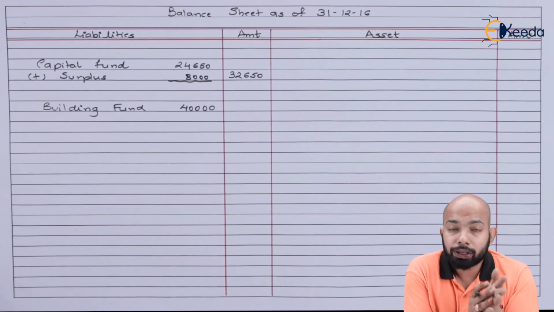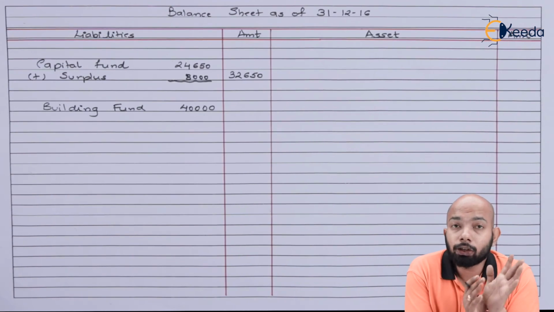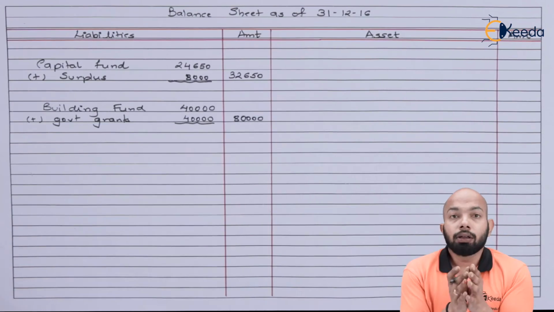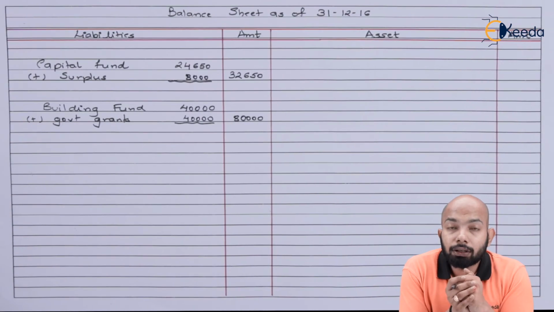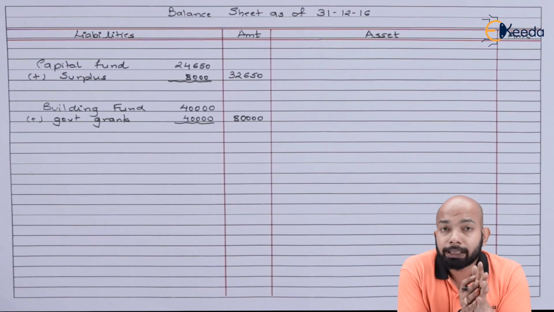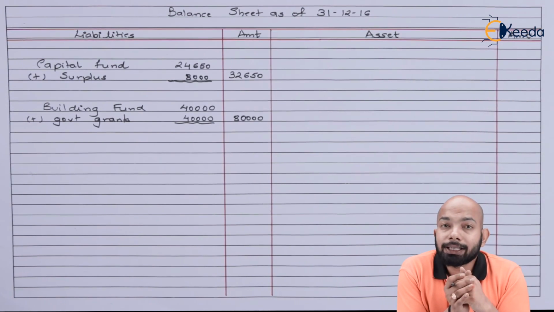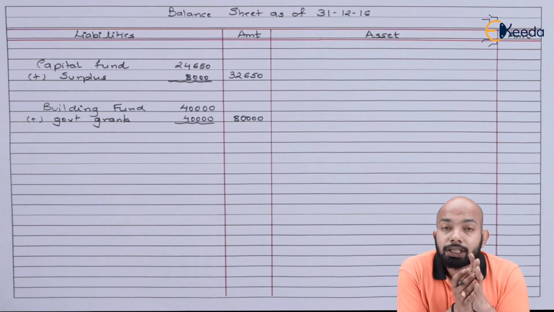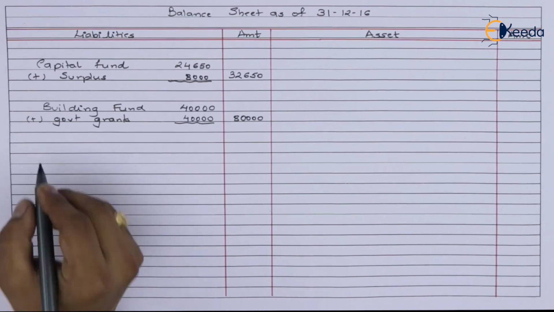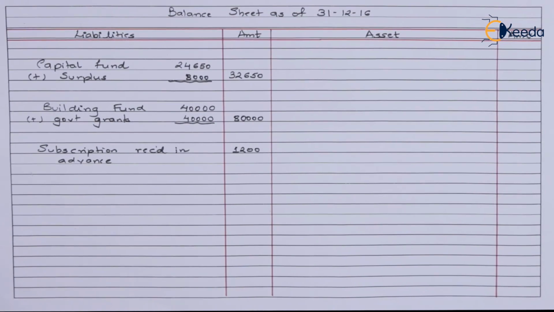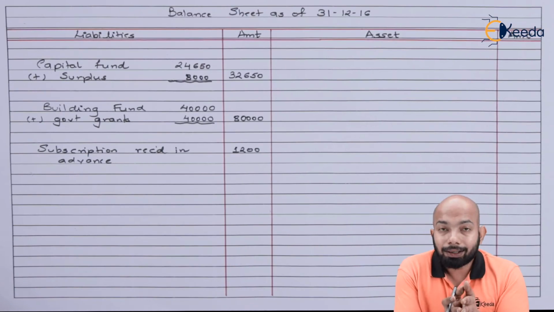Building fund, the opening balance is already at 40,000, which has been mentioned. Add government grants to it. Now, the next item on the liability side is the subscription amount. Here we are talking about income received in advance. So, income received in advance is a liability for us. That amount is 1,200 rupees for the year 2017. So, that will be mentioned here. With this, we have completed the liability side.